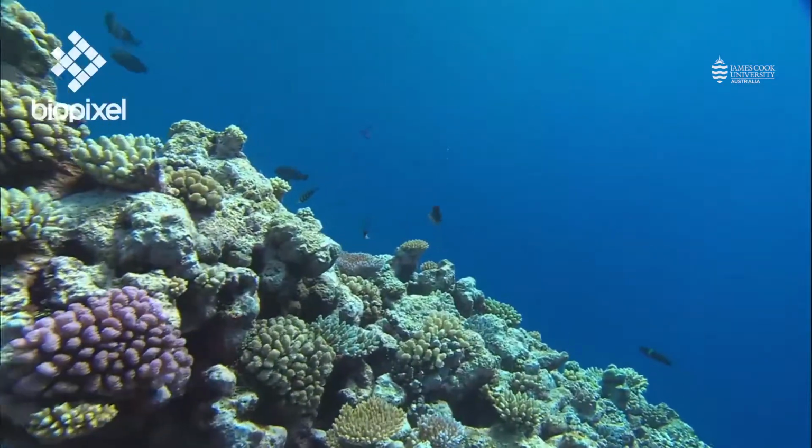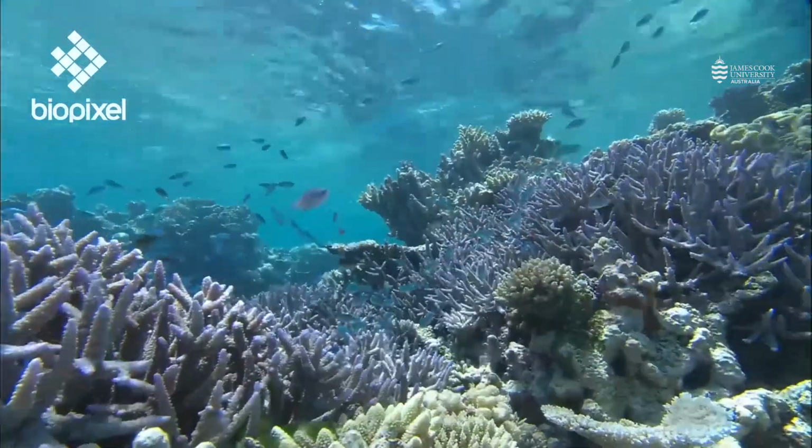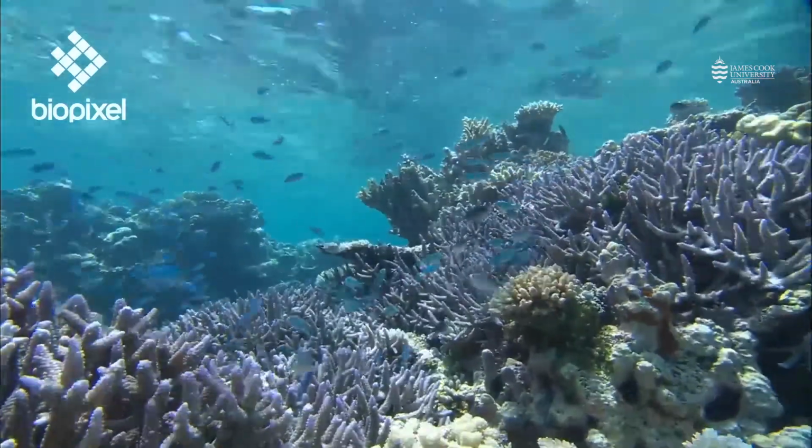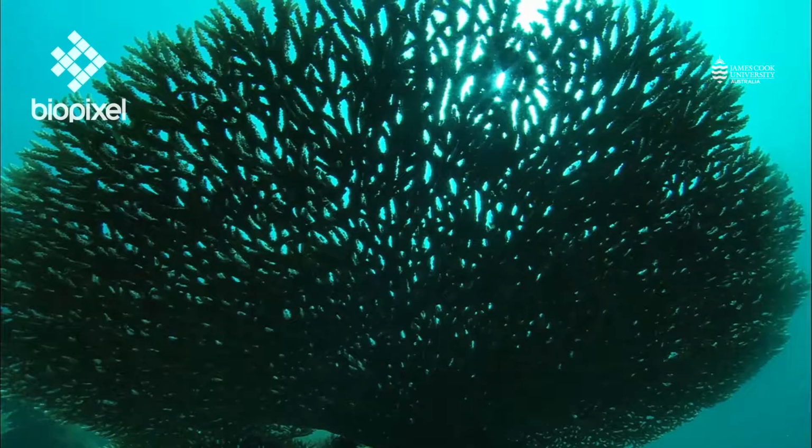Coral reefs also grow in areas with bright sunlight, and we know that the intensity of light is brightest closest to the equator. This again is a world map showing the intensity of sunlight across the globe, average annual light intensity from that same database. Around the equator, we have about 50 Einsteins per meter squared per second, which is just one way of measuring light intensity. So coral reefs really seem to be restricted to areas where there's bright sunlight.